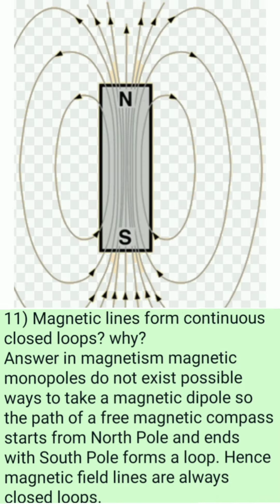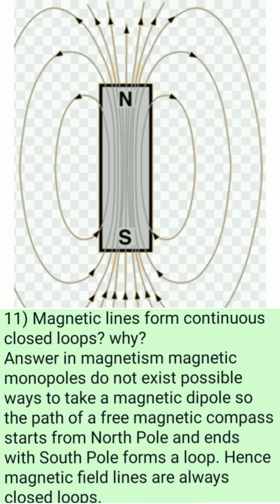11. Magnetic lines form continuous closed loops. Why? Answer. In magnetism, magnetic monopoles do not exist. The possible way is to take a magnetic dipole. So the path of a free magnetic compass starts from north pole and ends at south pole, forming a loop. Hence magnetic field lines are always closed loops.